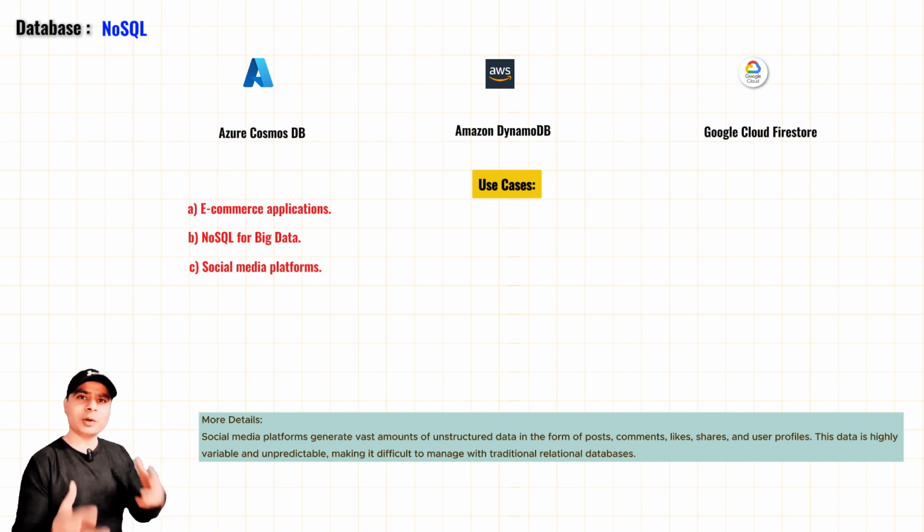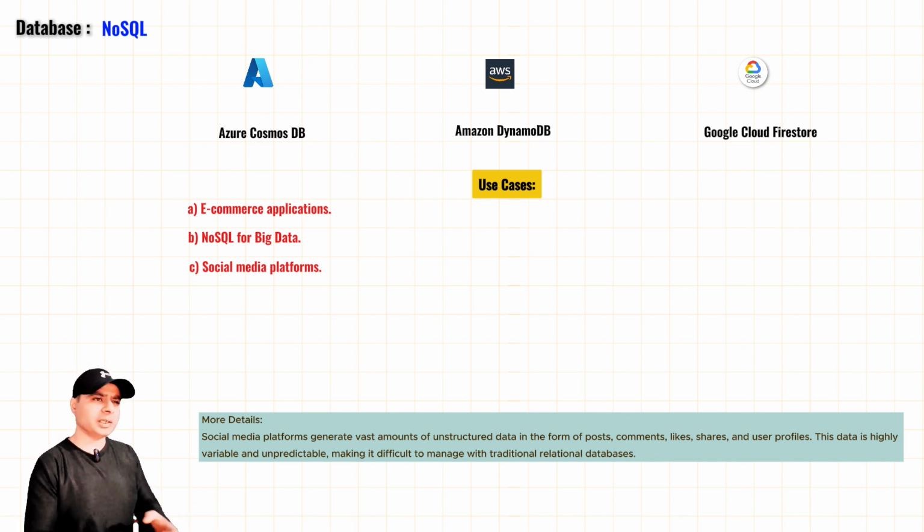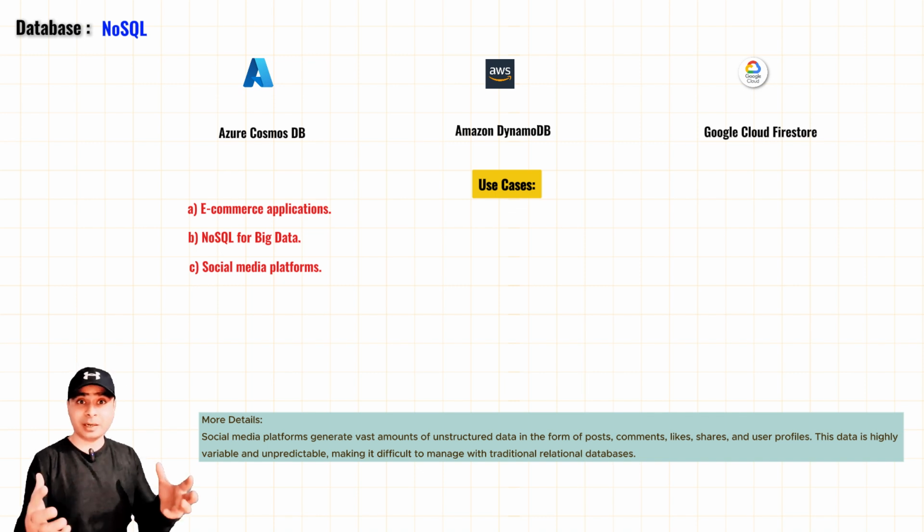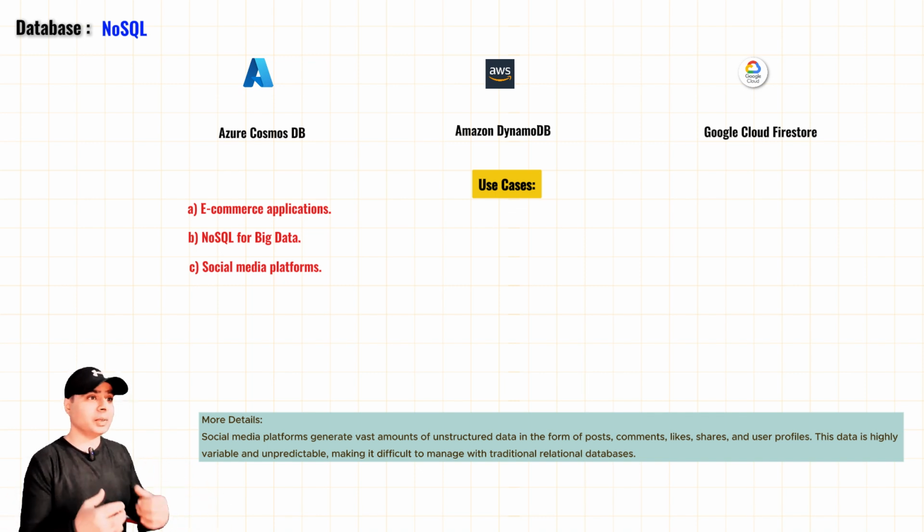And why is this so? Because social media really generates a vast amount of unstructured data in the form of posts, comments, likes, shares, and user profiles, and this data is highly variable. It is not structured, it is unpredictable, making it difficult for the traditional relational databases that we talked about.